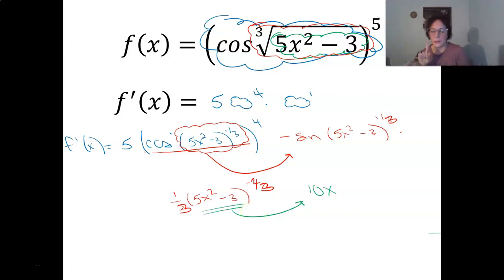Let me start again. I have this whole big thing to the 5th, so I'm going to start from the outside in. So I have 5 cosine function to the 4th. Take the derivative of my cosine function. That becomes negative sine of my cubic function. Take the derivative of my cube root function, and that becomes a 1/3 quadratic function to the negative 2/3. Then I take the derivative of my quadratic function. And this is what I'm talking about, how to know when to quit. It's hard to know when to quit. Okay? You quit when you are out of clouds. You quit when you no longer have a function inside of a function.